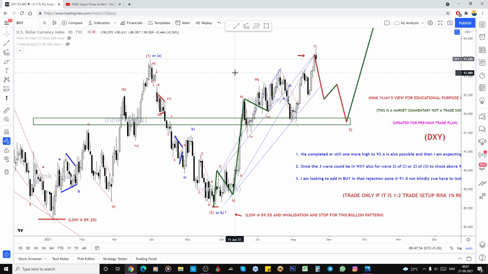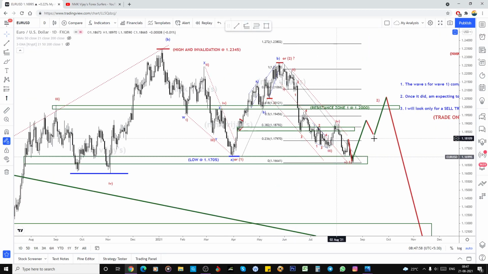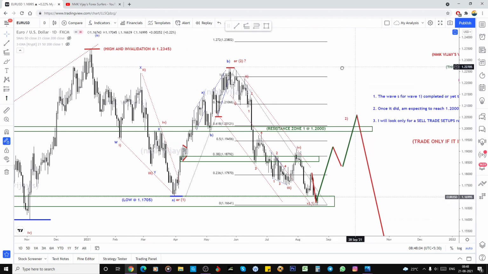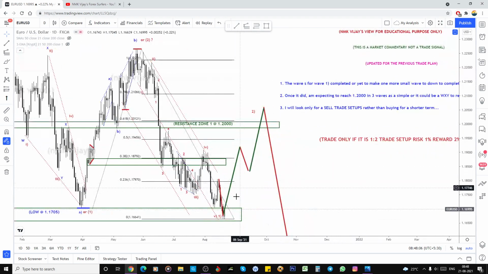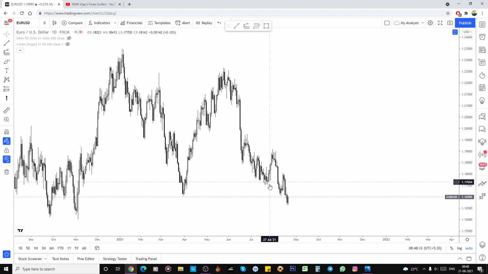Okay, let's move on to EUR/USD. Same, there is no change here. As per my previous analysis, it already hit my target here at the bottom. So now I am expecting a 3-wave structure. In the DXY we got a little bit deeper, but in EUR/USD it's not looking deeper. It's looking like a wedge formation only.